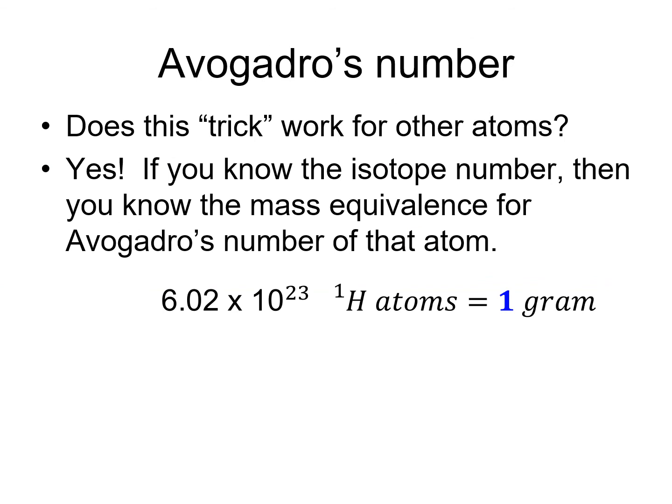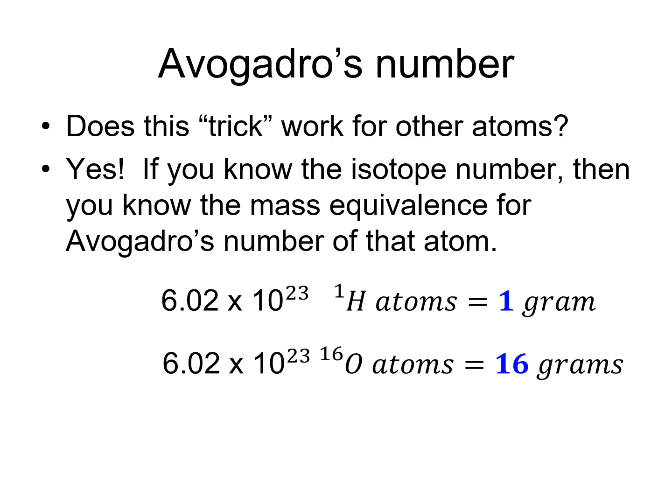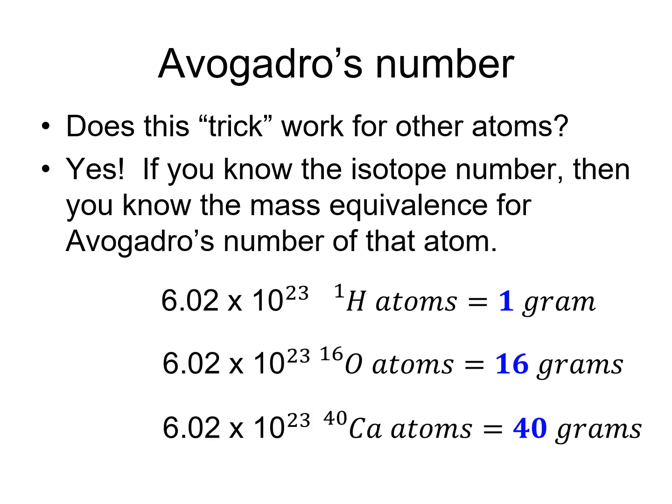We know that 12 grams of carbon contains Avogadro's number of carbon atoms. Can we find a similar equivalence for other atoms? Sure you can. If you had Avogadro's number of hydrogen 1, that would weigh 1 gram. If you had Avogadro's number of oxygen 16, that would weigh 16 grams. If you had Avogadro's number of calcium 40, that would weigh 40 grams. If you know the isotope number, then you know an equivalence that will help you count by weighing.